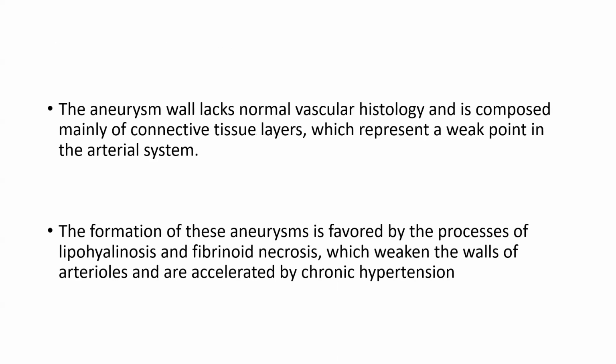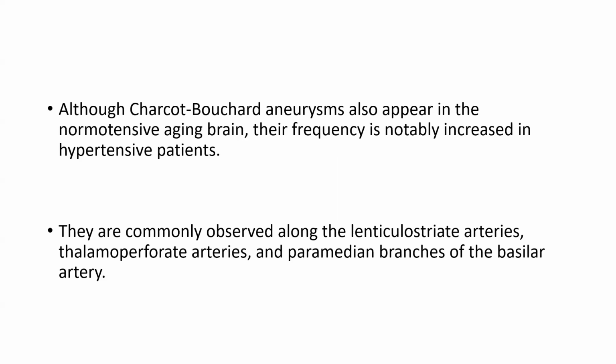The aneurysm wall lacks the normal vascular histology and is composed mainly of connective tissue layers, which represents the weak point in the arterial system. The formation of this aneurysm is favored by the process of lipohyalinosis and fibrinoid necrosis, which weakens the wall of arterioles and are accelerated by chronic hypertension. Although Charcot-Bouchard aneurysms also appear in the normotensive aging brain, their frequency is notably increased in hypertensive patients.